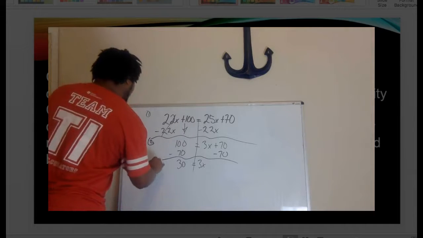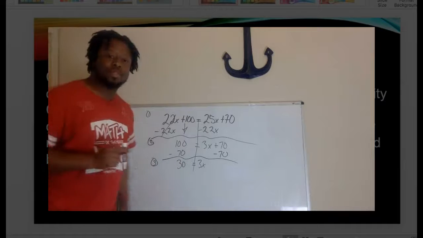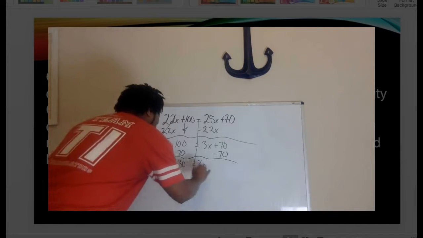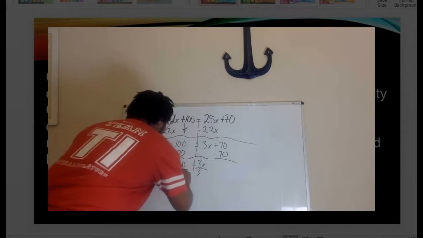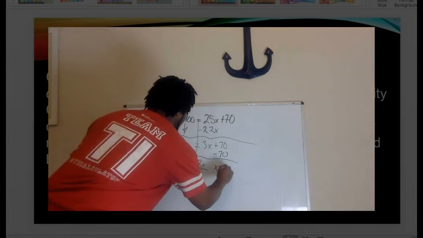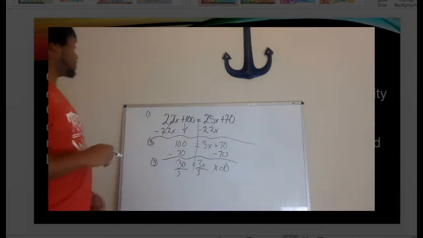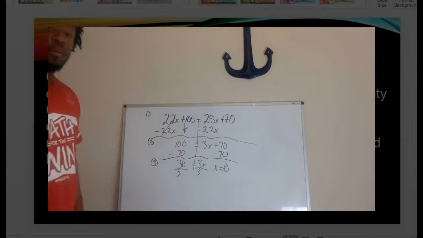And remember, we're still working with the concept of inverse operation. Remember, this is saying 3 times a number. So the opposite or the inverse of multiplication is division. So we're dividing both sides by 3, and you end up with x equals 10. Hopefully you got x equals 10 on that one.